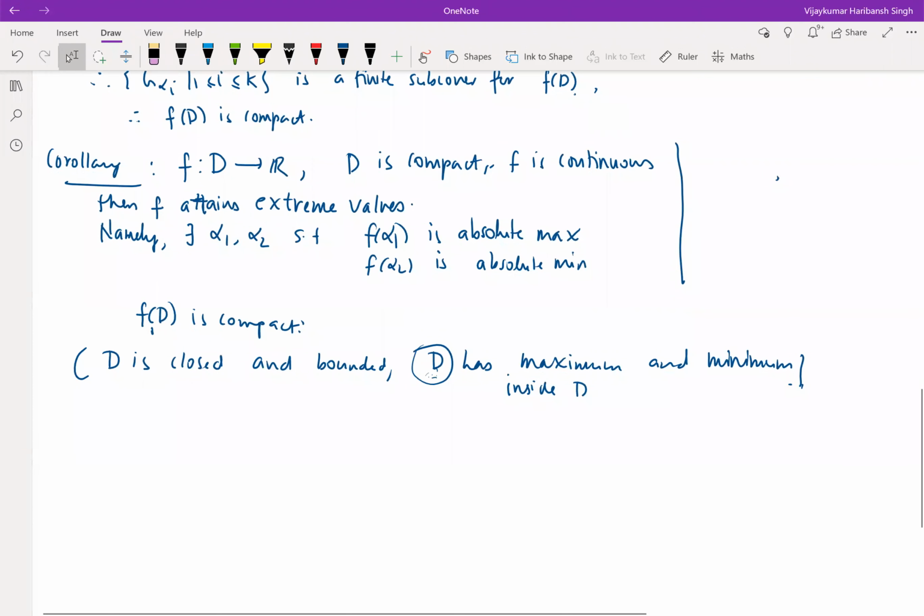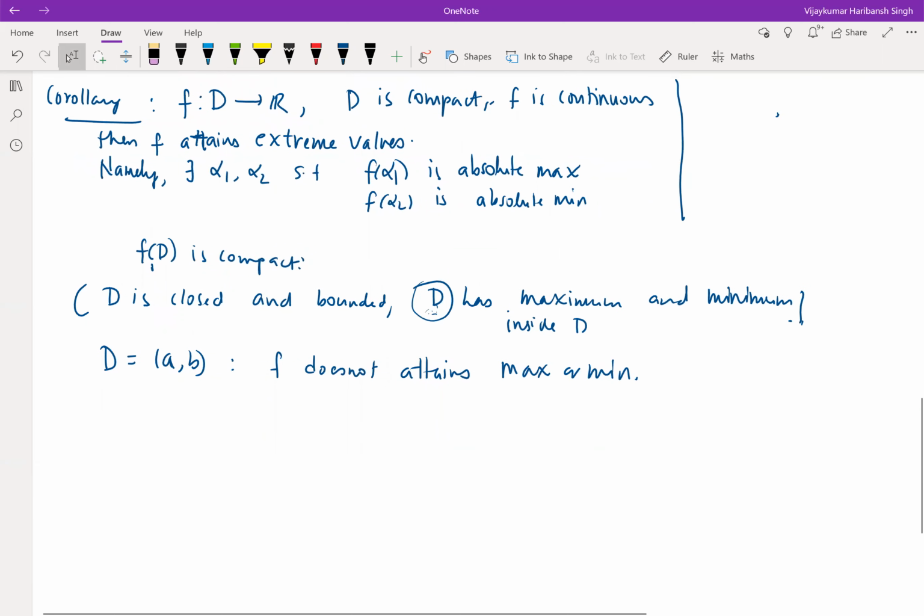So clearly again this breaks down when you have D to be any open set, right? So f does not attain max or min. Yeah, absolute max and max are the same thing. You do not give the adjective, you only give the adjective to local max. So absolute maximum and maximum are the same.